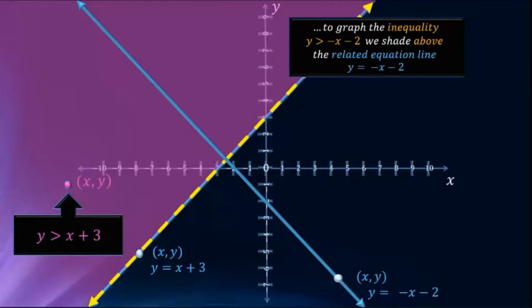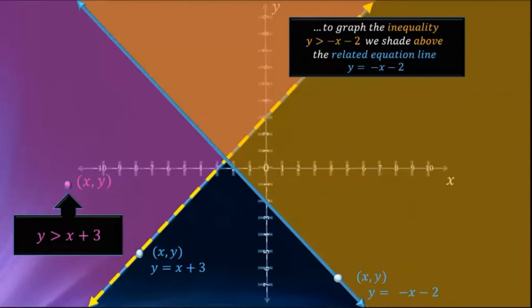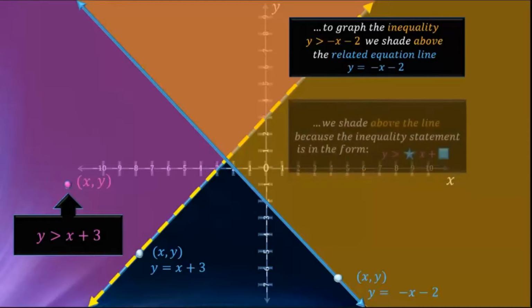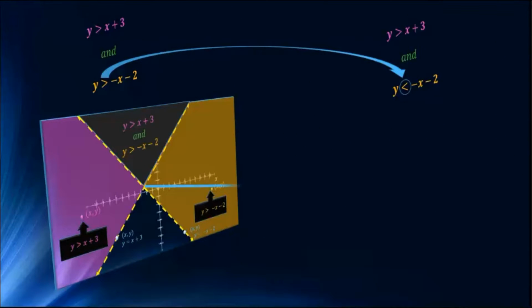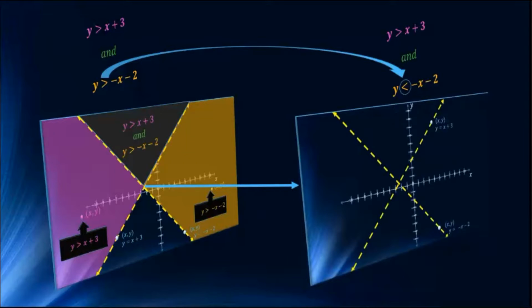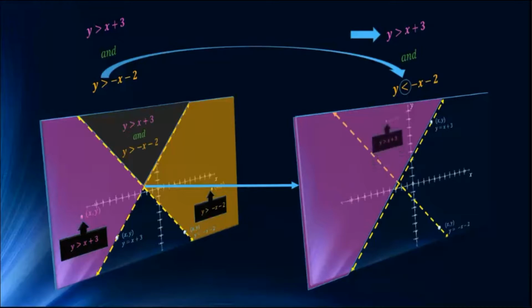We shade above the related equation line y equals a negative x minus 2. We shade above the line because the inequality statement is in the form y all alone, and it is a greater than statement. Let's see what that effect is on the graph. Let's see what happens when we graph y greater than x plus 3 again. It graphs as before.